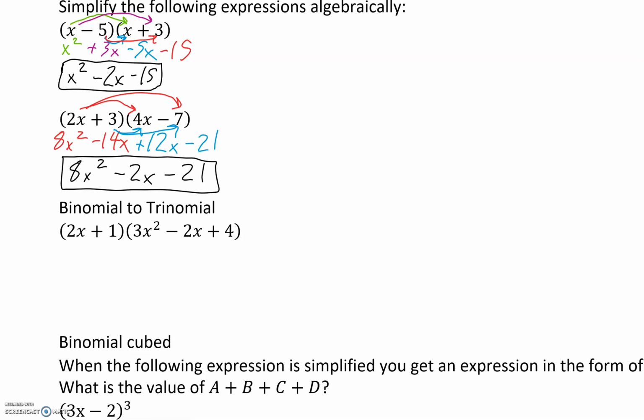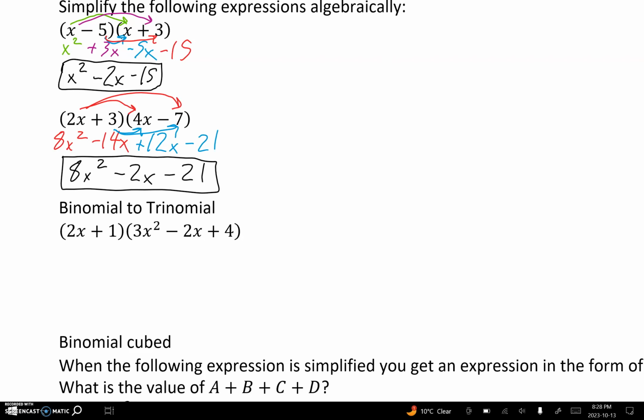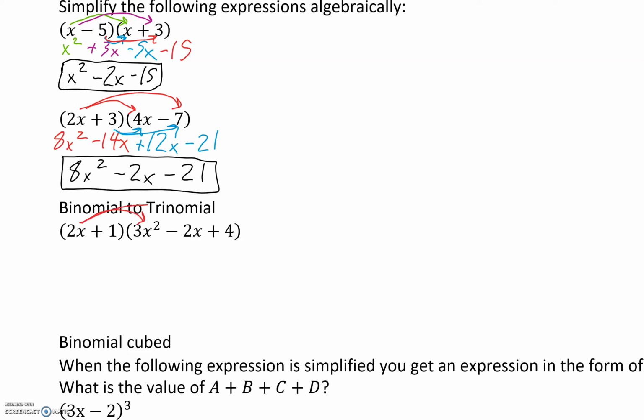All right. Here is the next one. So binomial to trinomial, it's the same idea. Okay, but now you're doing it 3 times for the first one. So that we get 6x cubed minus 4x squared plus 8x.